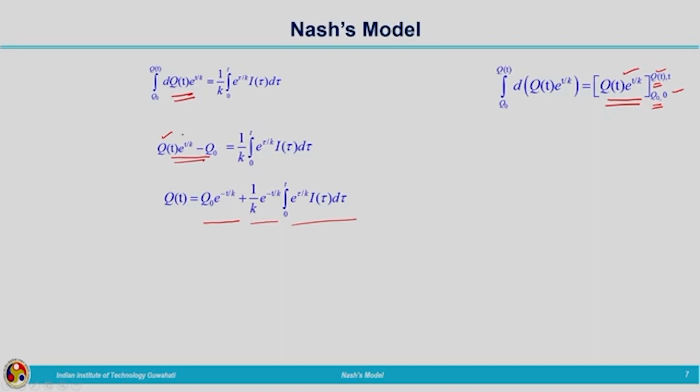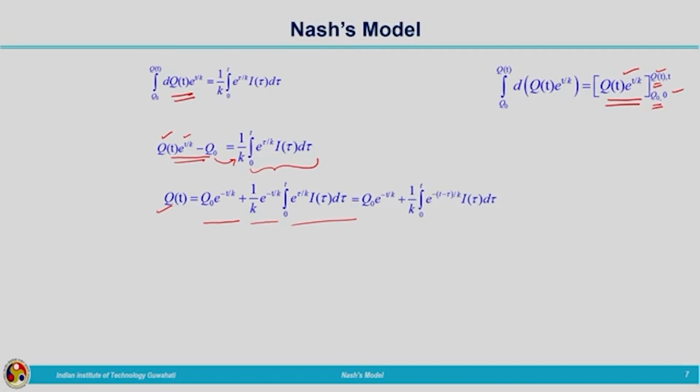Here you can see we were having e raised to t by k on the left hand side. First we are taking q naught to the right hand side, so q naught plus this term has come, and then we are taking e raised to t by k to the right hand side. Then it will be taking the form e raised to minus t by k. That way we have written the expression for q of t.